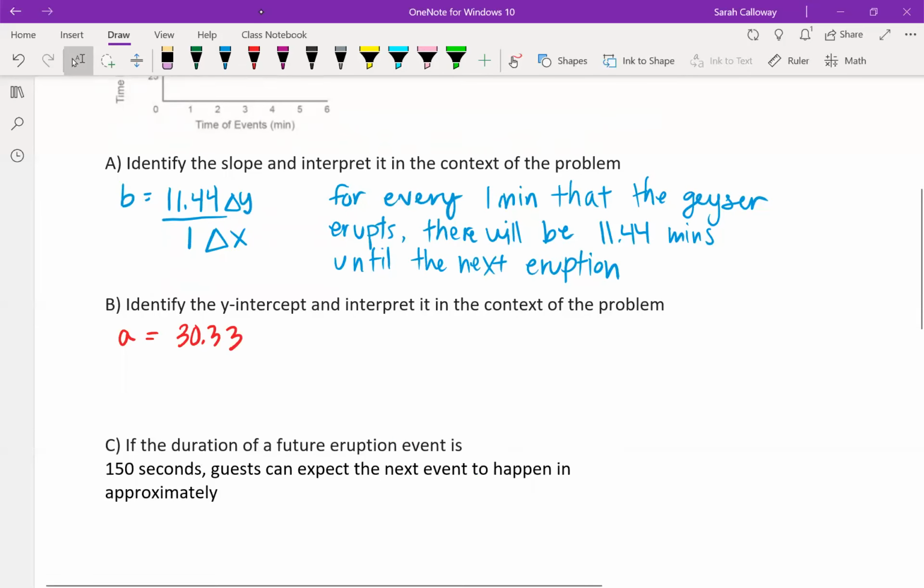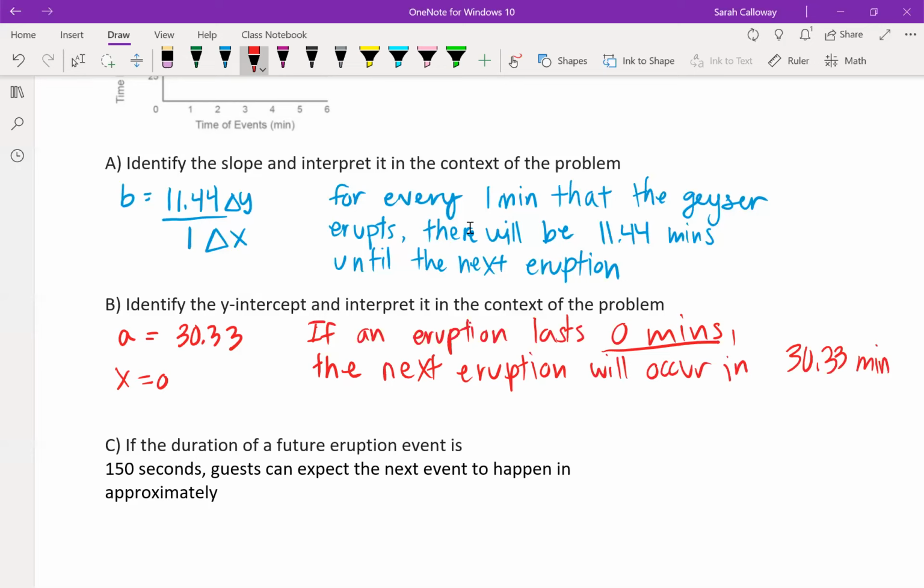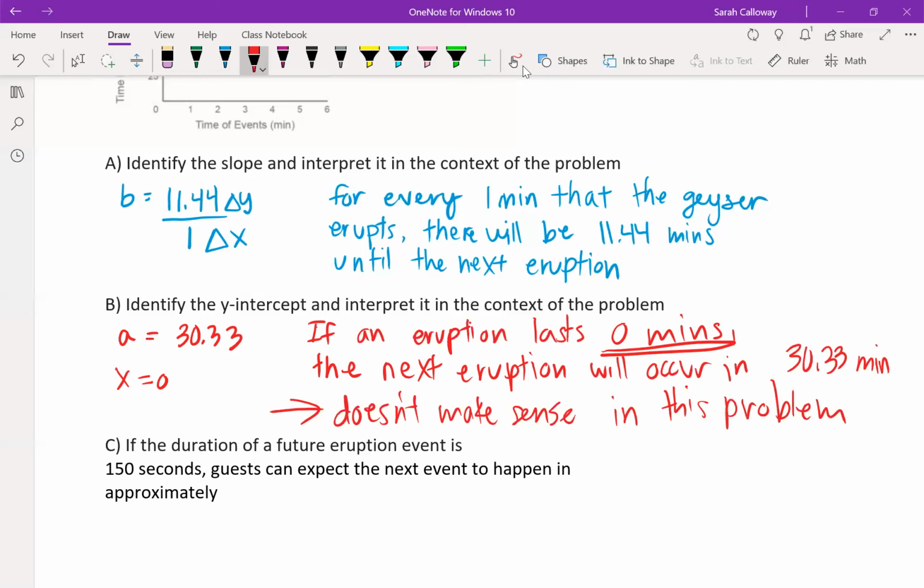Remember that the y-intercept means, in the context of this, if it lasts only 0 minutes, the next eruption will occur in 30.3 minutes. However, if something doesn't take place, if it lasts 0 minutes, then I can't predict the next one. So this doesn't make sense in this problem. So that means that we won't have a value where x is 0.